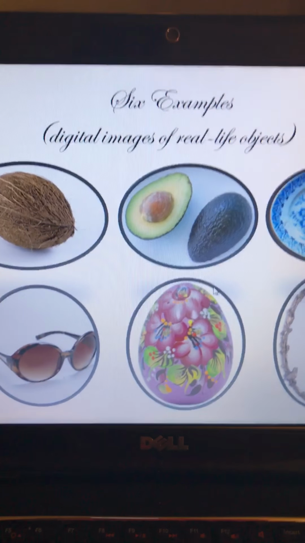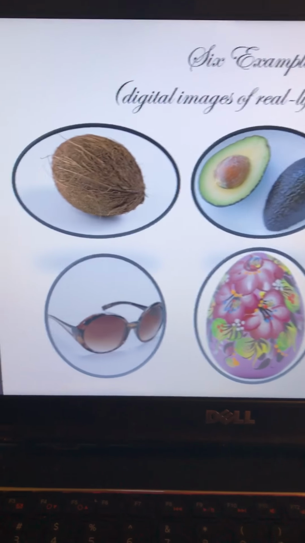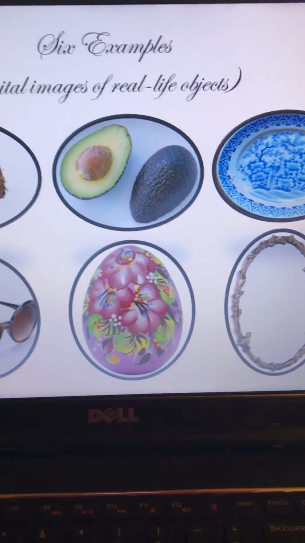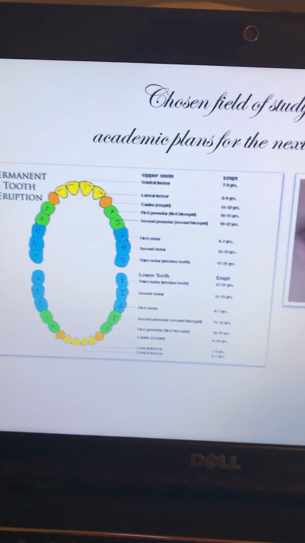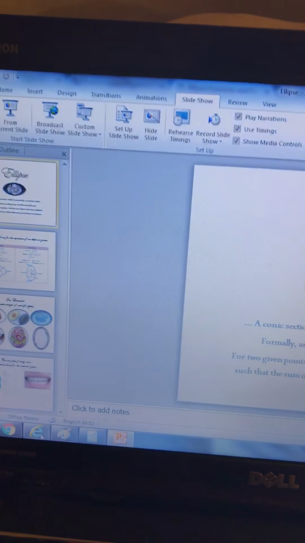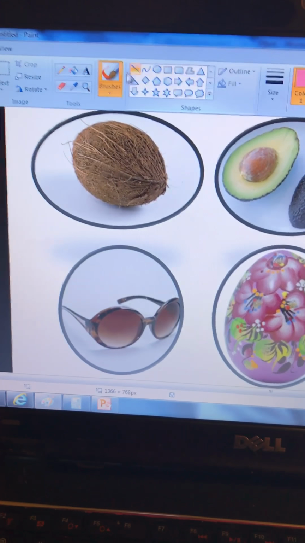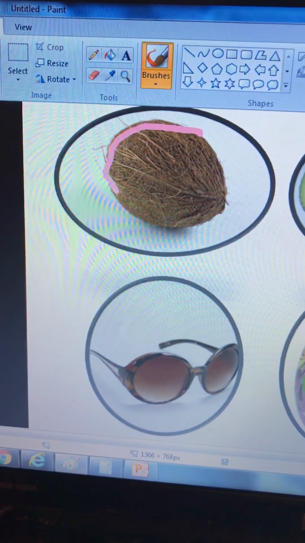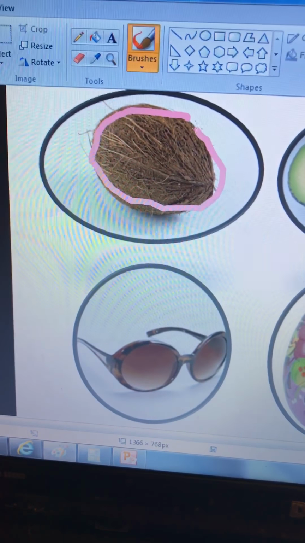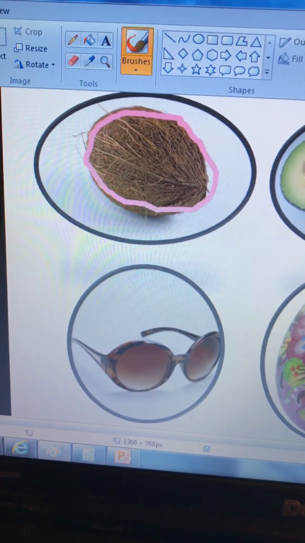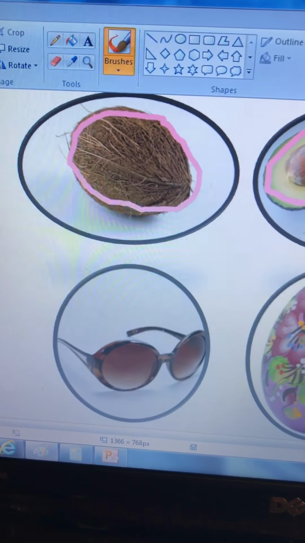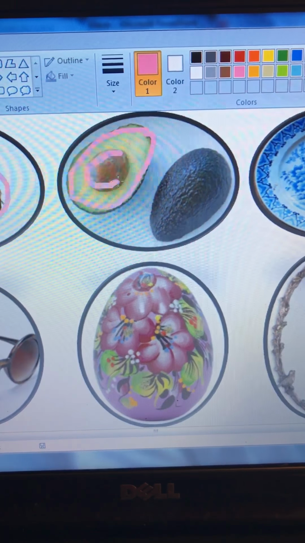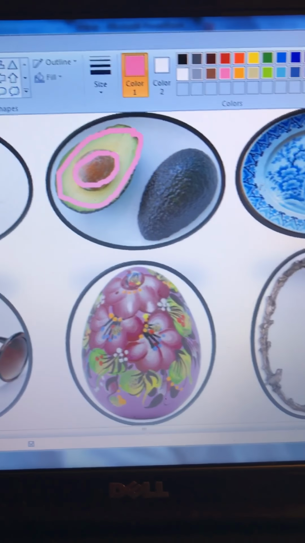Okay, so I found a few shapes here that all resemble an ellipse, and I'm going to go into Paint so that we can just trace. So here is the coconut, and I'm trying to do my best here. There would be the ellipse, and then the avocado is almost like a double ellipse. Trying to film and draw at the same time.